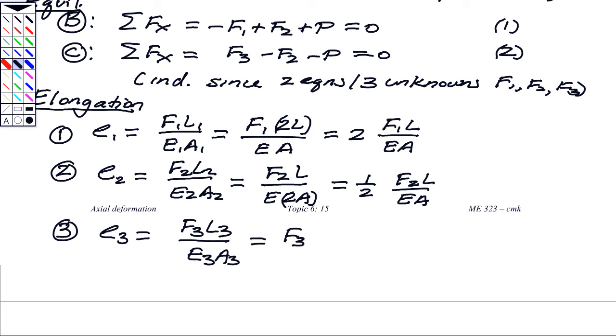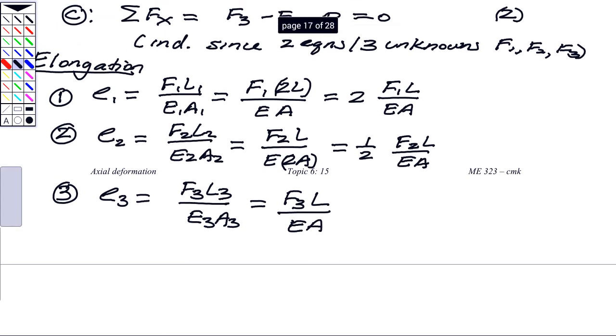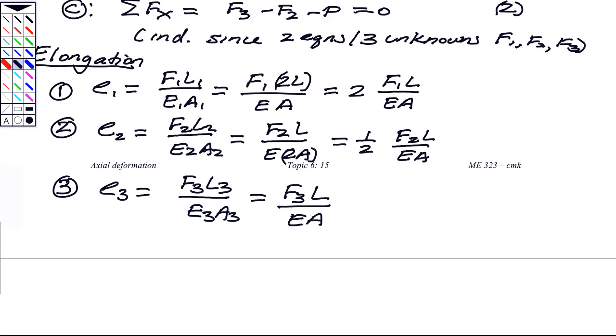It has a length of L. It has a cross-sectional area of A, so this becomes F3L over EA. So these are our elongation equations. Now we talk about the displacement equation, and this is where our compatibility equations come in.